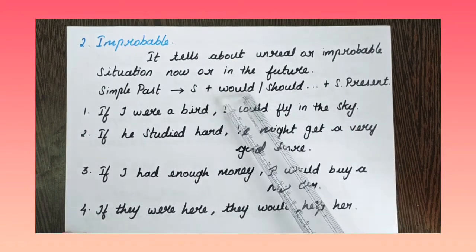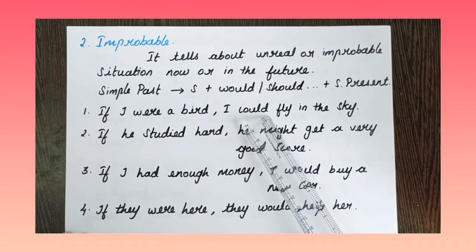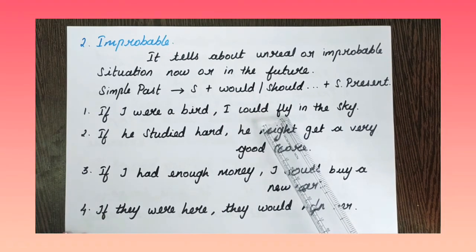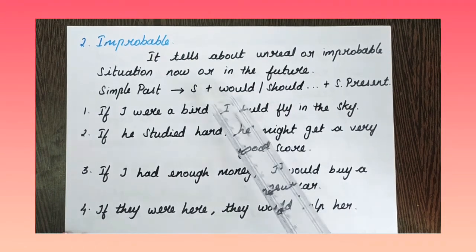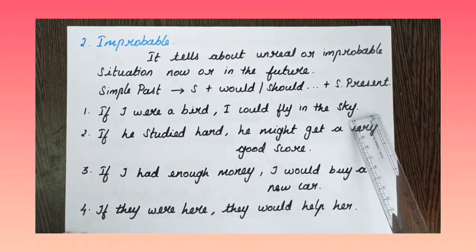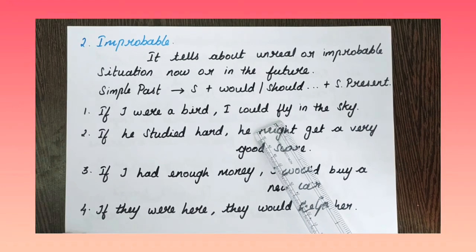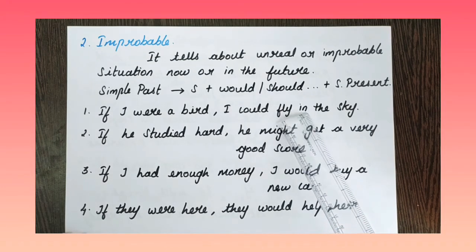See, the subject, would, should: modal auxiliary verb. Then fly is the main verb. So this formula you have to follow. I could fly in the sky. So it is an unreal situation and its result will be in the future.